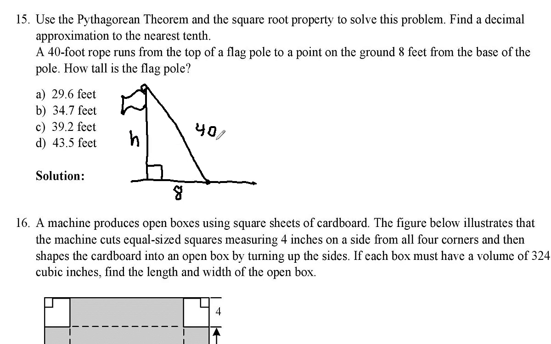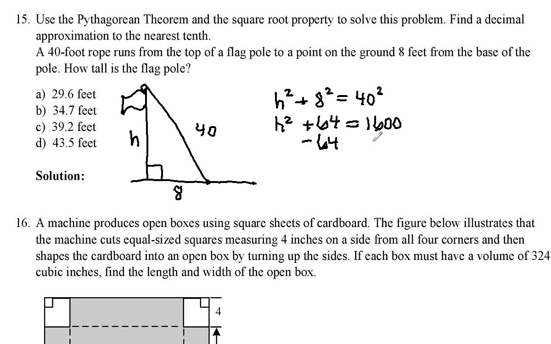So these are the two legs. Here's our hypotenuse. So the sum of the squares of the legs, h squared plus 8 squared, has got to equal the hypotenuse squared, 40 squared. So this will be h squared plus 64 is equal to 40 squared, 1600. And then subtract 64 on both sides. So these cancel, and h squared is going to be 1536.